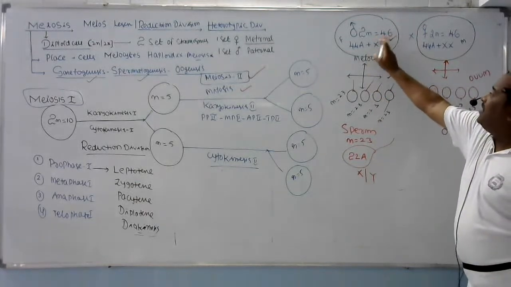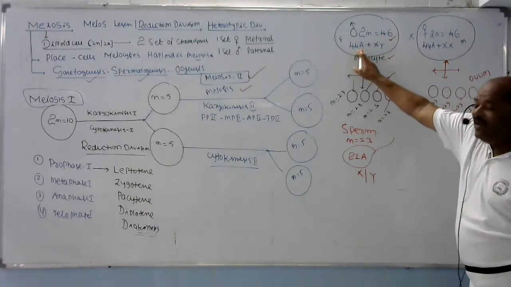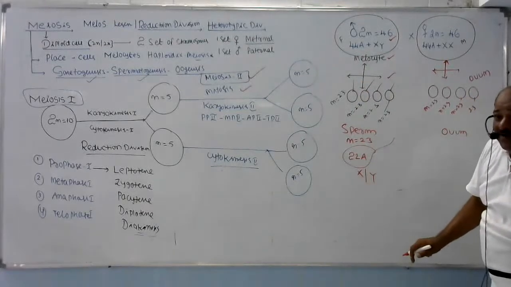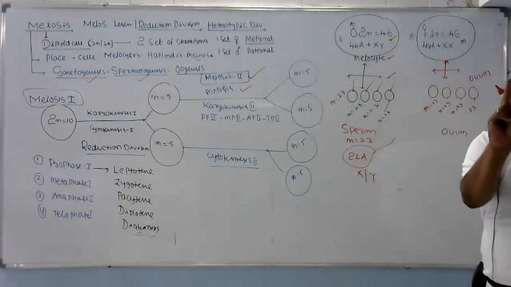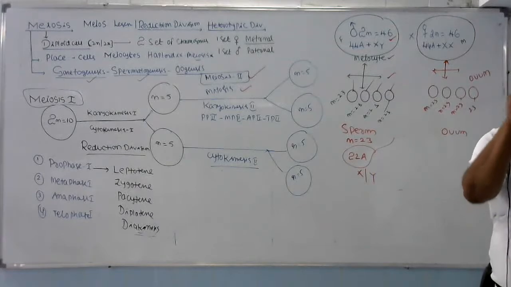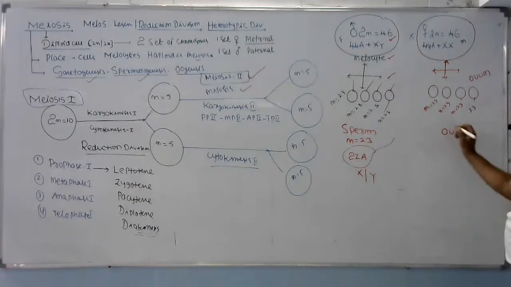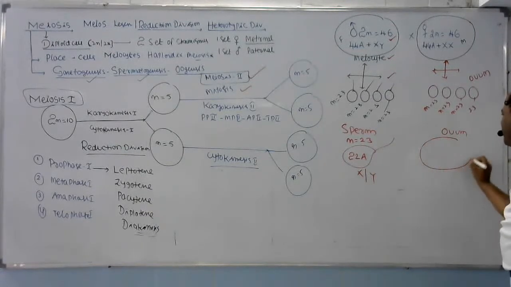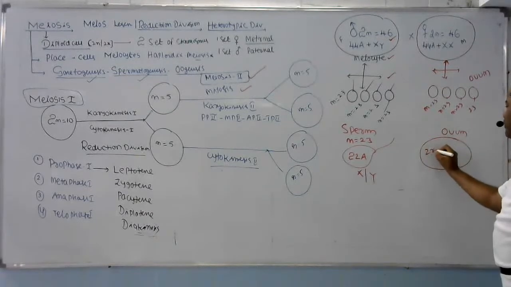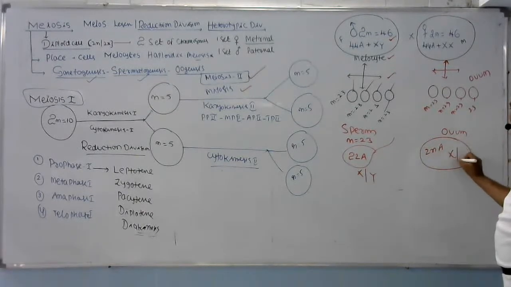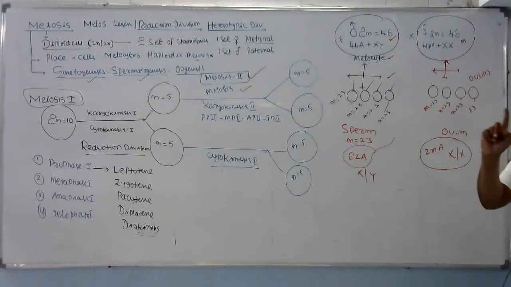Here, out of 2N 46, there are 44 autosomes. In the sperm, 22 autosomes. Out of 2 sex chromosomes, only one is present. In the same pattern, if we take the ovum, here also 22 autosomes are present. They consist of only one X chromosome, either the first X or the second X, whatever.